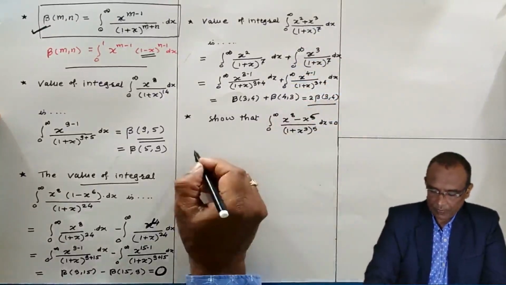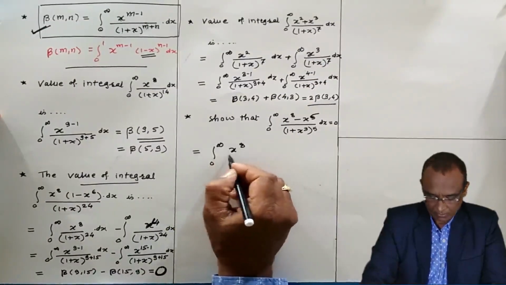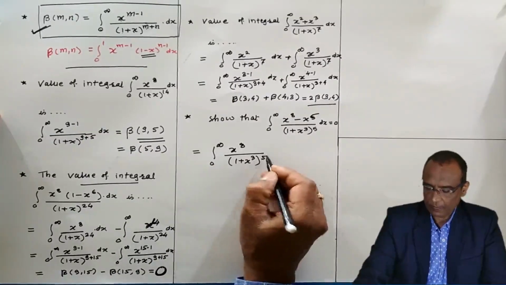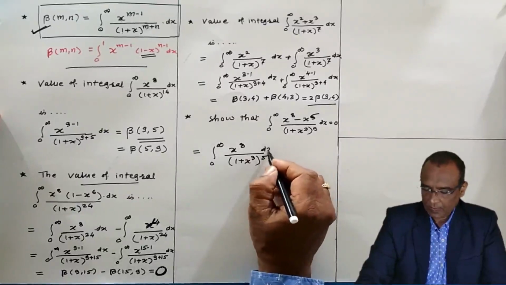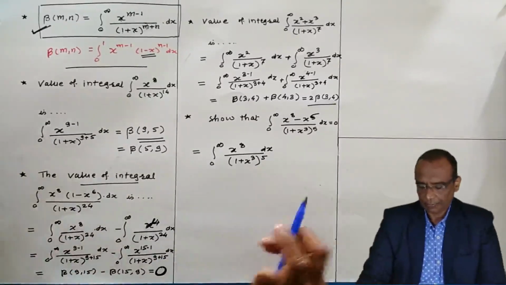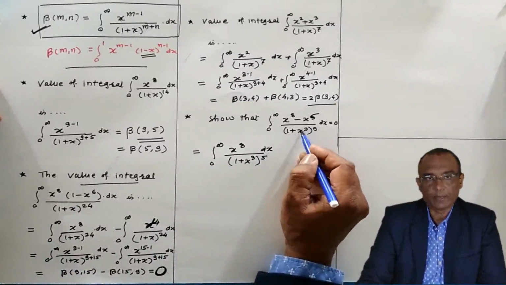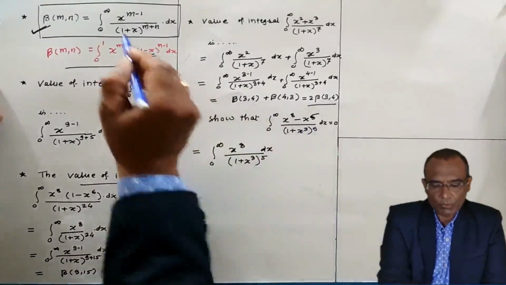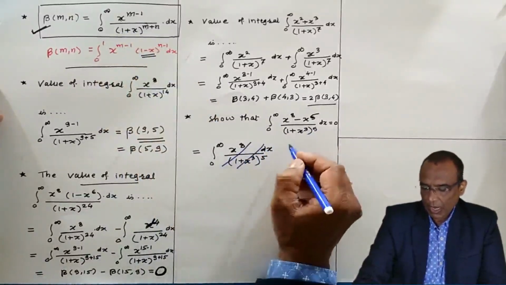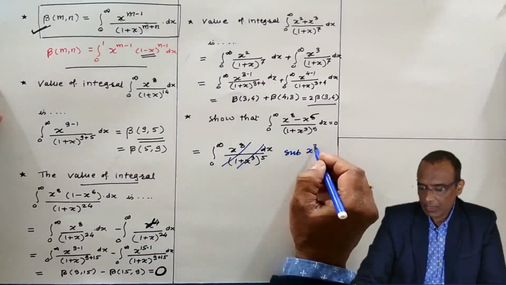Now, the same problem again: integral from 0 to infinity, x power 8 by 1 plus x cube power 5 dx. See, here in this problem, 1 plus x is not present. Linear factor is not present. We want 1 plus x, 1 plus t, 1 plus z. 1 plus x is not present. So what to do? I have to substitute.